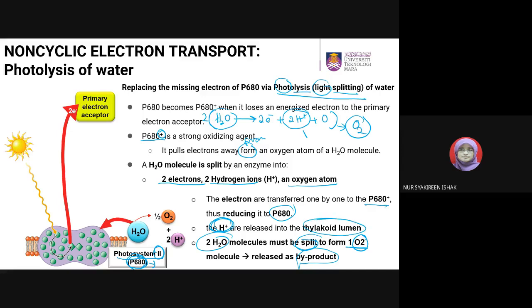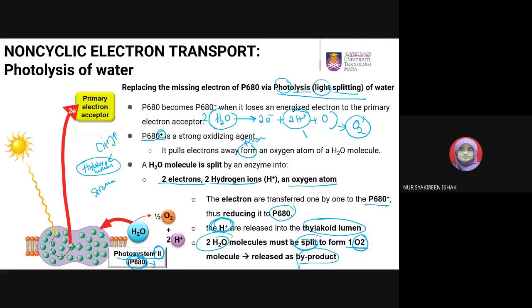Okay. The hydrogen ion, so tengok kat sini dalam chloroplast ada thylakoid kan. Dalam thylakoid ni, so ini thylakoid lumen ataupun kita juga boleh panggil dia sebagai thylakoid space. Kat luar ni kita ada stroma. Okay. So thylakoid lumen ni will have a very high concentration of hydrogen ion.